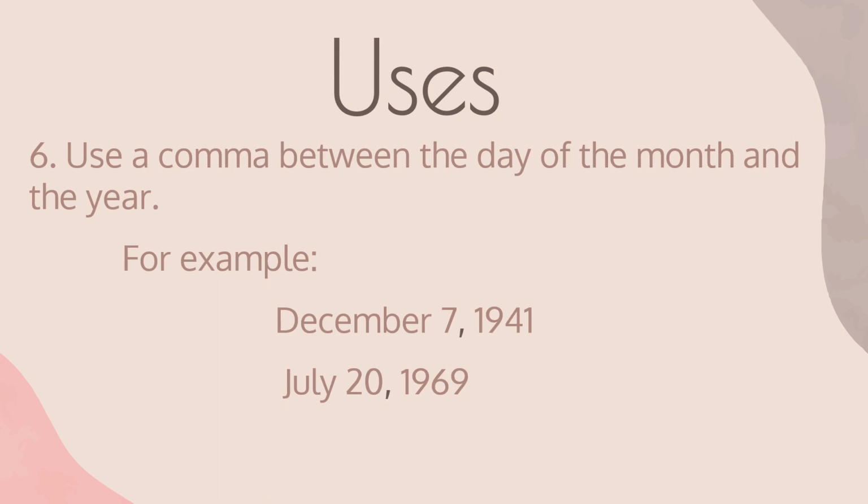You have to place a comma between the day of the month and the year. For example, December 7, comma, 1941. So you have to place a comma between the day of the month and the year. July 20, comma, 1969.